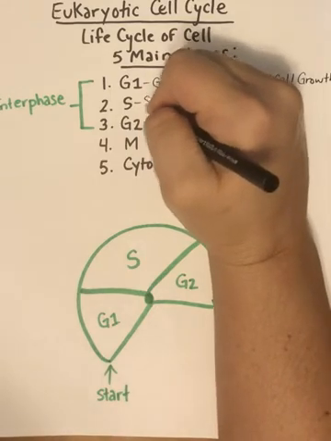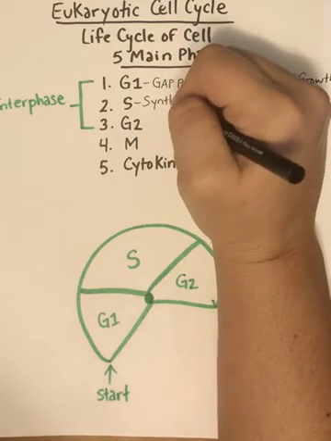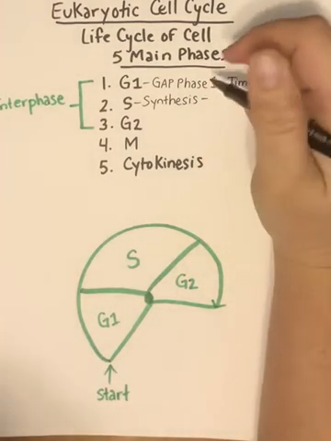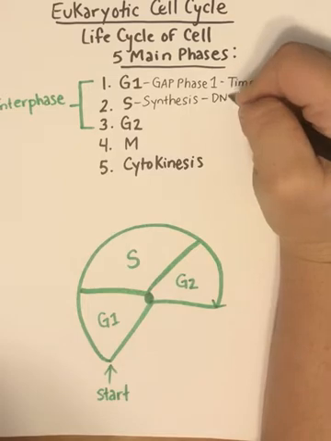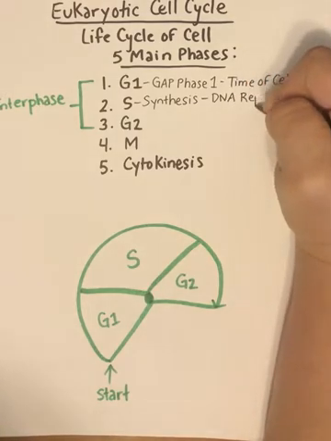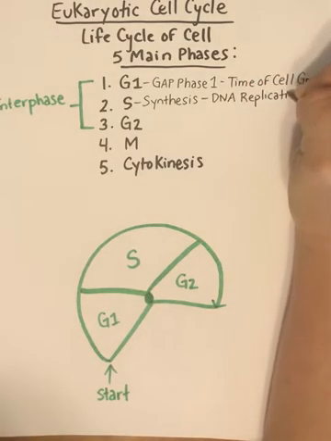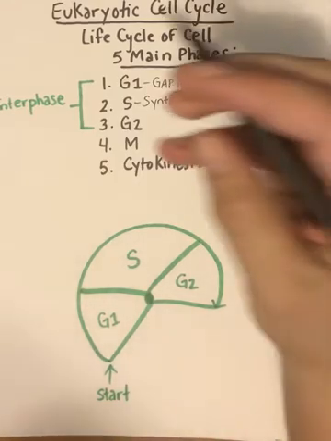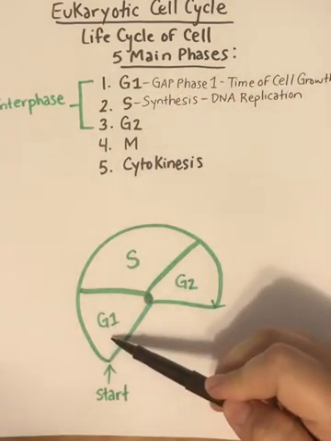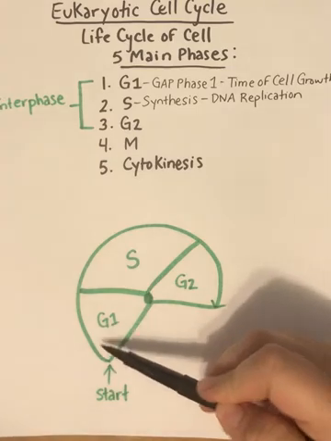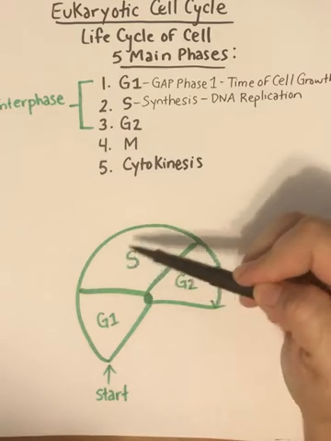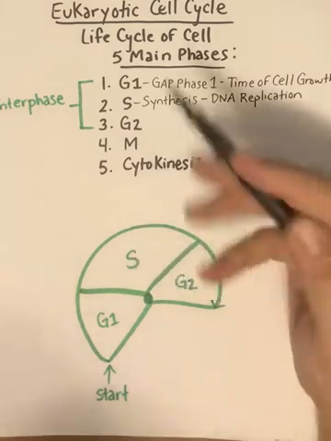The second phase is known as the synthesis phase. The word synthesis means to make. This is whenever you have DNA replication. DNA replication is when you make a copy of your DNA. So you take your chromosome and you're going to make sister chromatids. So we start with growth. This is phase 1. Then you go to the S phase and you're going to replicate your DNA.